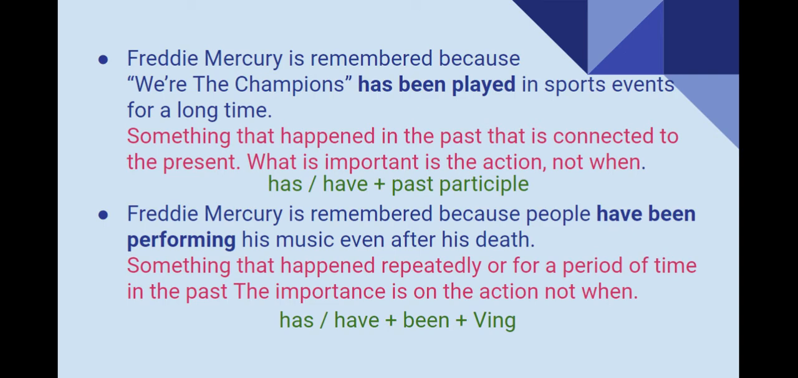We use present perfect continuous, has or have, plus been, plus our verb with ing, to talk about something that happened repeatedly or for a period of time in the past. The importance is of the action and not when. This is also connected to the present and it is possible that it continues today. For example, in the sentence, Freddie Mercury is remembered because people have been performing his music even after he's dead. People still do this. They still perform his music in different events.